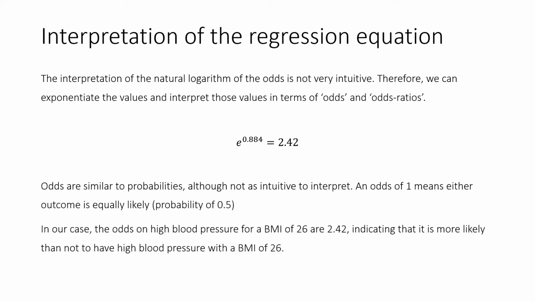In the case that this value would be below 1, so for instance 0.5, in that case, it would mean that it was less likely to happen for a person with a BMI of 26 to have high blood pressure. So that is how you can interpret odds. This is already a lot more informative than those log odds that we saw earlier.